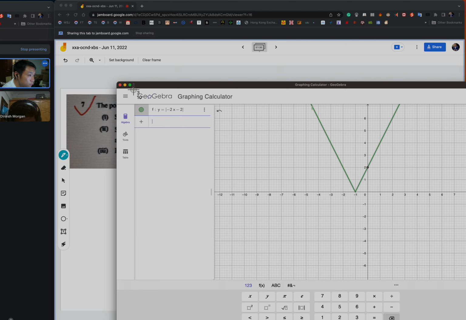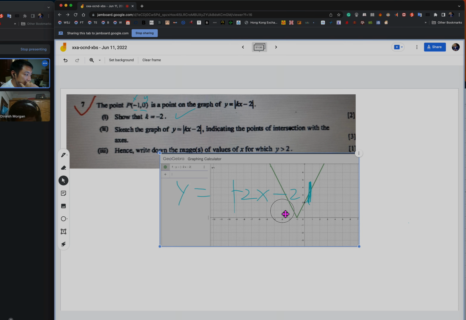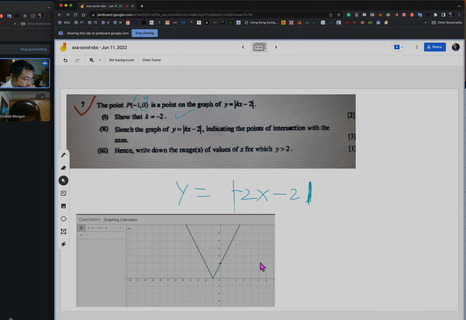I'm going to upload to this page. Do you get this? Or something similar? They indicate the points of intersection. Intersection means this point. So this is negative 1 and 0. Then this point is 2 and 0. And 2. So this is the y intersection point. And this is the x intersection point.